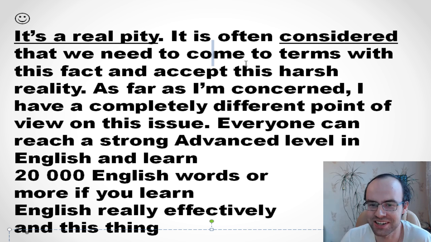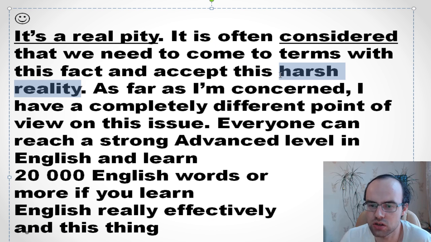Actually, it's very nice if someone knows and uses this phrase. So come to terms with this fact, we need to accept this fact, we need just to leave it as it is and accept this harsh reality. Reality which isn't so good, which isn't so pleasant, an unpleasant thing, a bad thing. It's a real thing, but it's a bad thing, okay? It means that it's often considered, people often want just to have it. They don't want to change anything, just this idea in short.